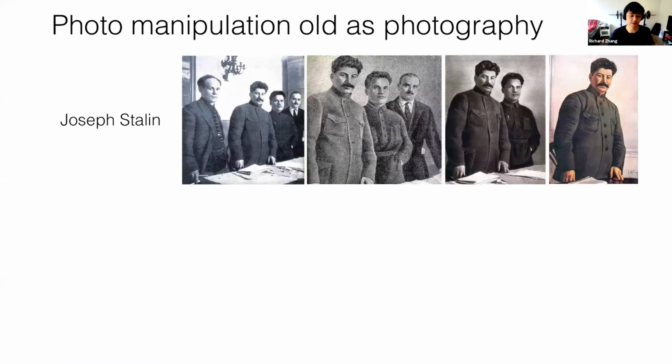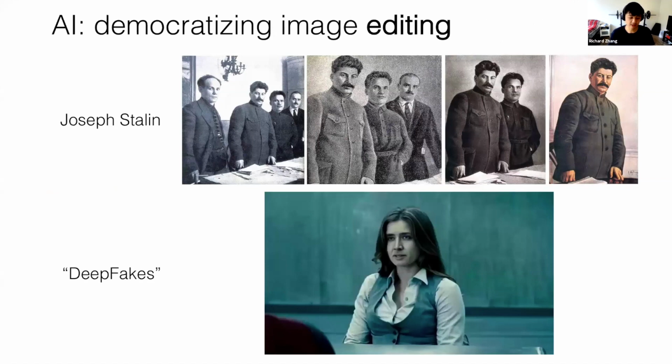Back in the Soviet Union, if you fell out of favor with the dictator, you would simply be erased from the photos. Now back then, it took significant expertise to do this. You almost had to be a dictator to have access to these capabilities. Contrast that with today: any kid in their basement can put Nicolas Cage's face simply where it doesn't belong. So AI has really proliferated the ability to do image editing.